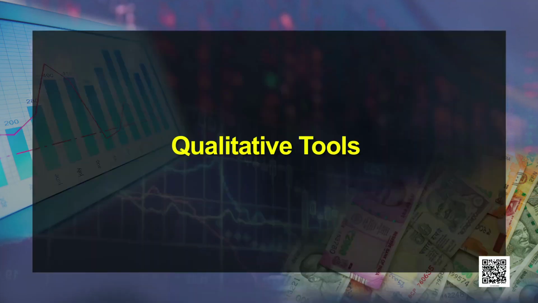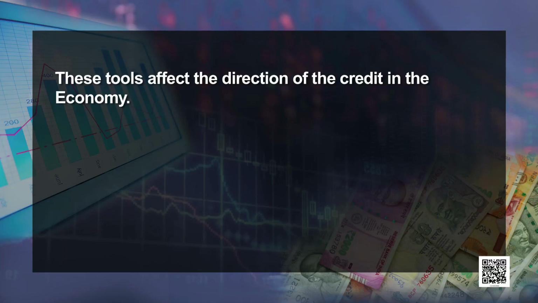This was all about quantitative tools under which we discussed bank rate, liquidity adjustment facility under which we discussed repo rate and reverse repo rate, margin requirement, legal reserve ratio under which we studied about statutory liquidity ratio and cash reserve ratio. So the next type of tools are qualitative tools. Unlike quantitative tools, these tools affect the direction of the credit in the economy.